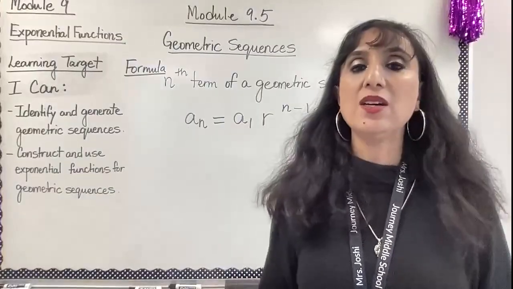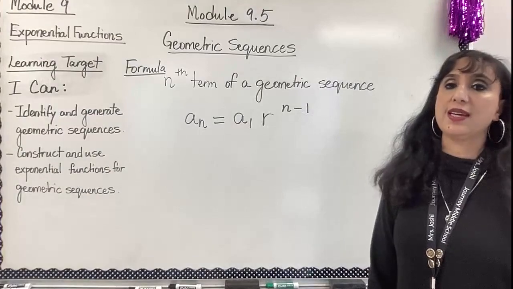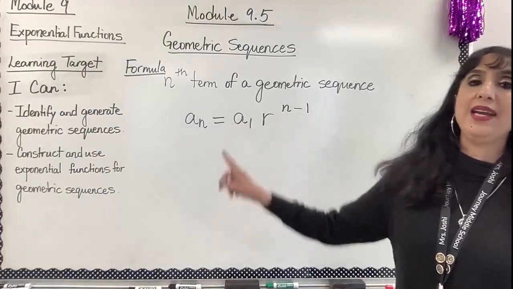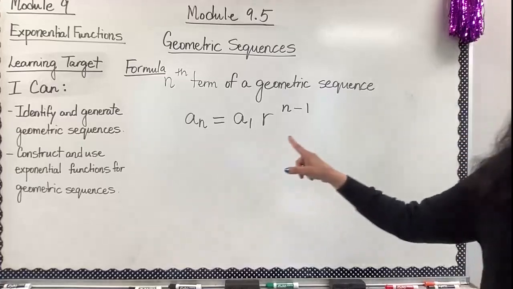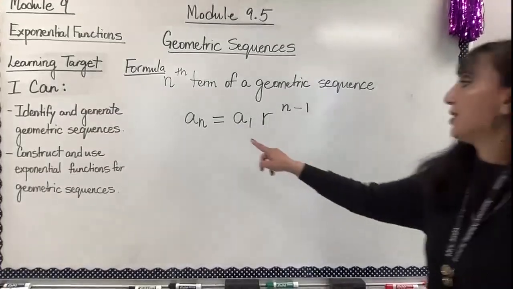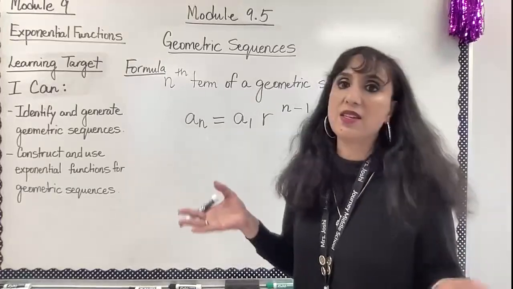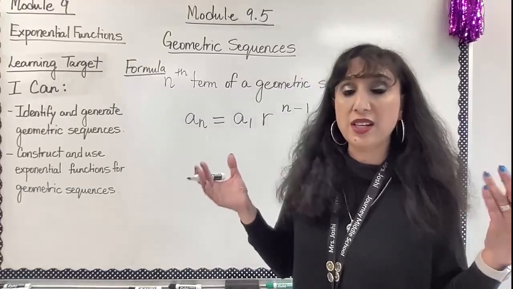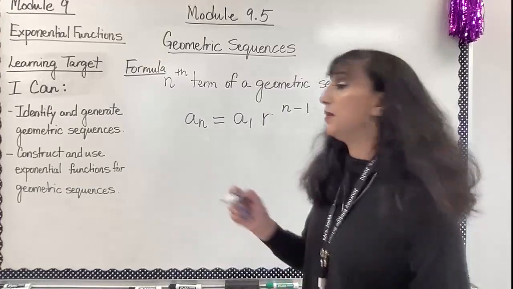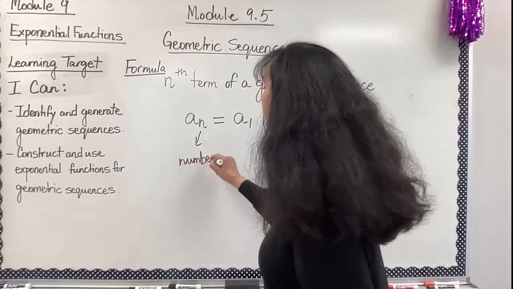All right, so let's look at the formula for the nth term of a geometric sequence. That is written out like this over here. The n is standing for the number. Are you trying to find the 16th term? The 100th term? The 12th term? So this is for that number that you are trying to find.